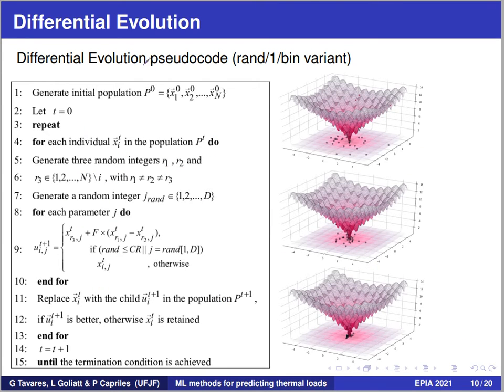So here is the pseudocode of the differential evolution algorithm. In line 9 here, we have the mutation and crossover procedure, and in lines 11 and 12, the selection mechanisms. This algorithm is used to guide the population towards the minimum.